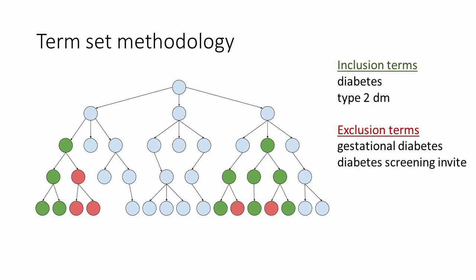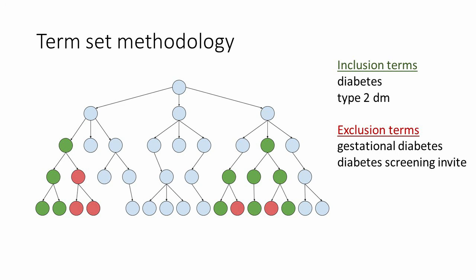In this case, it might be that those codes use a phrase like DM instead of diabetes mellitus. So perhaps by adding the term type 2 DM, that now matches some of those unmatched descendants. And over on the right, maybe some of these diabetes admin codes are for screening invites. If you've been invited for a screening test, then you likely do not have diabetes, whereas if you've been invited for a diabetes review, then you probably do.